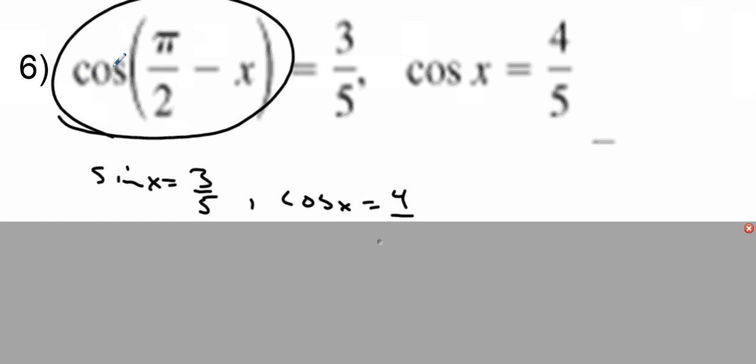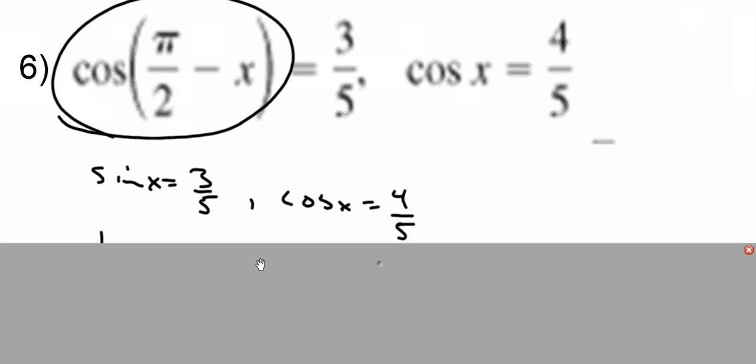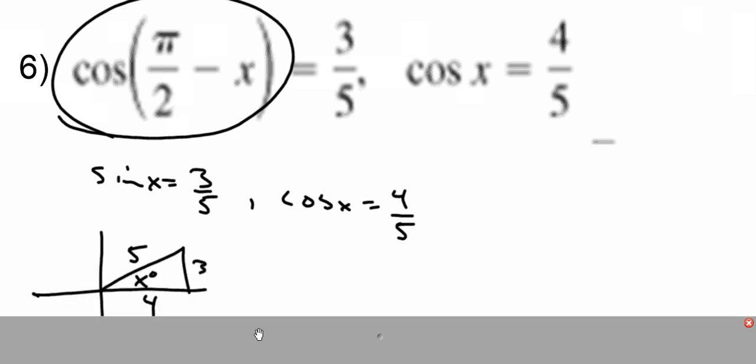Both of these are cosines, so the first thing is we have to figure out what our quadrant is. In order to figure out our quadrant, we probably want to get rid of the pi over 2 minus x. This is a cofunction identity, and cosine of pi over 2 minus x is actually equal to sine of x. So sine of x equals 3/5, and cosine of x equals 4/5. Knowing that, we have both positive, so that's going to be in the first quadrant.